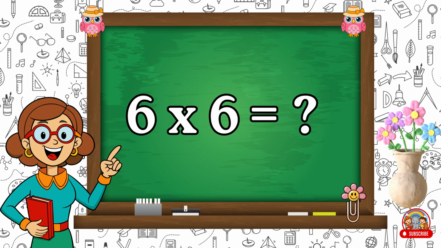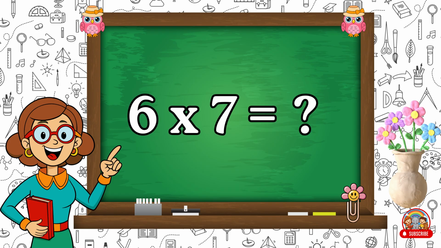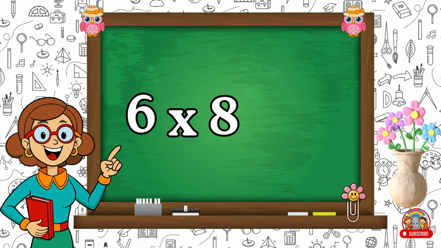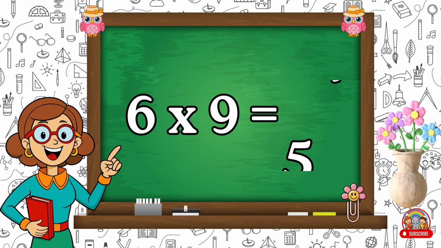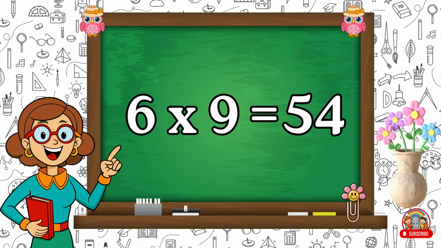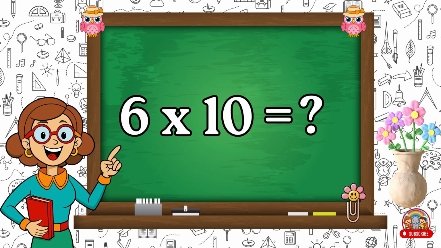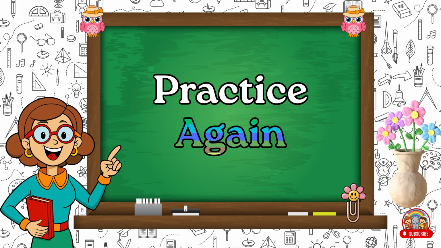6 six are 36. 6 sevens are 42. 6 eights are 48. 6 nines are 54. 6 tens are 60. Now let's practice again. Choose the number and tell me the answer.